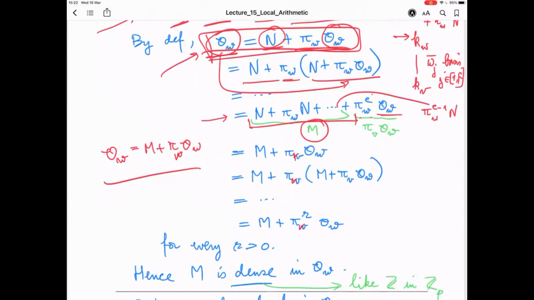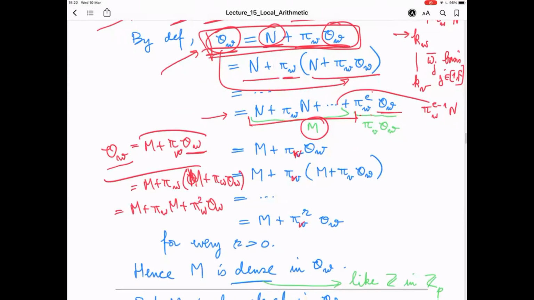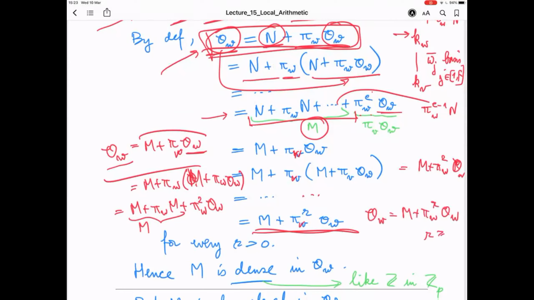Now I can repeat this process. From here, I write OW as M plus pi W OW, so it's going to be M plus pi W, M plus pi W squared OW. But M plus pi W M is just M. So this is M plus pi W squared OW. And I can continue like this. I'll get OW equal to M plus pi W to the power R OW for every R greater than or equal to 1.